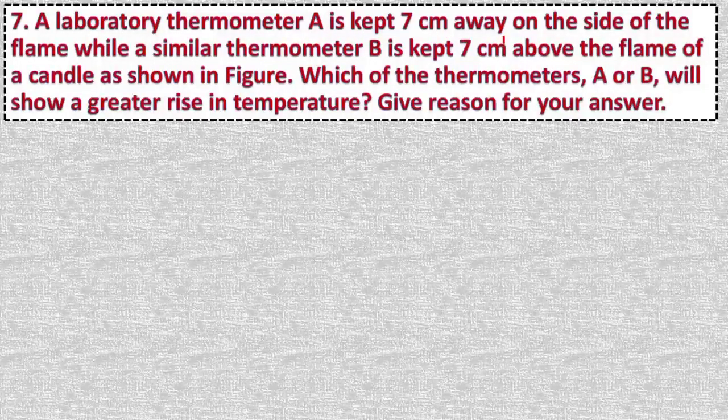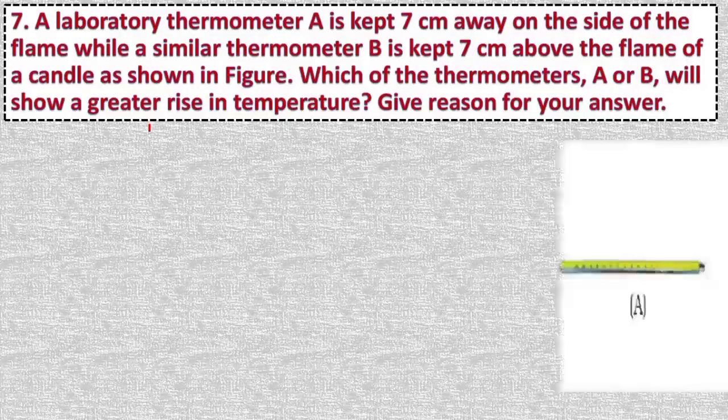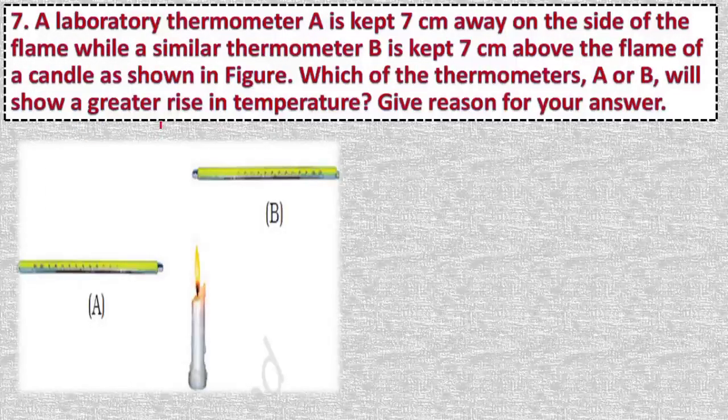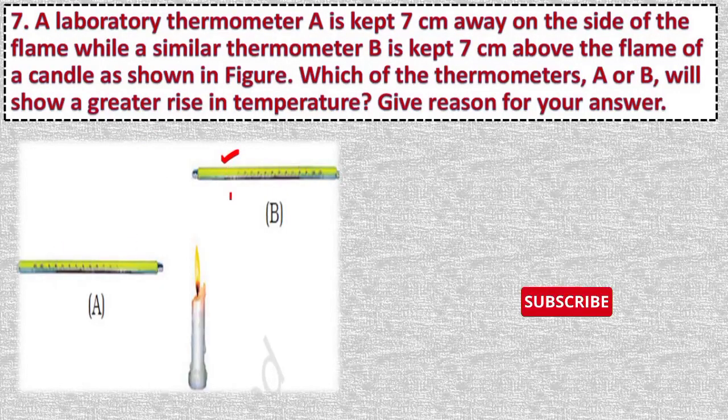A laboratory thermometer A is kept 7 centimeter away on the side of the flame, while a similar thermometer B is kept 7 centimeter above the flame of a candle as shown in the figure. Which of the thermometers A or B will show a greater rise in temperature? Give your reasons. See, as the candle is burning, the air exactly over it gets heated and it rises up. Therefore, the temperature of thermometer B increases, whereas thermometer A will not show much increment in the temperature. Therefore, the correct answer is option B.